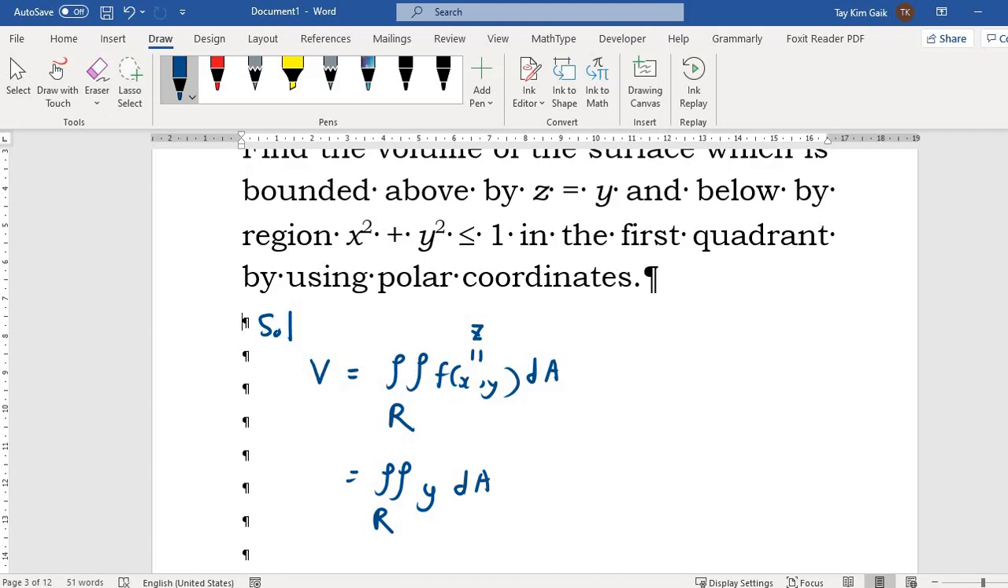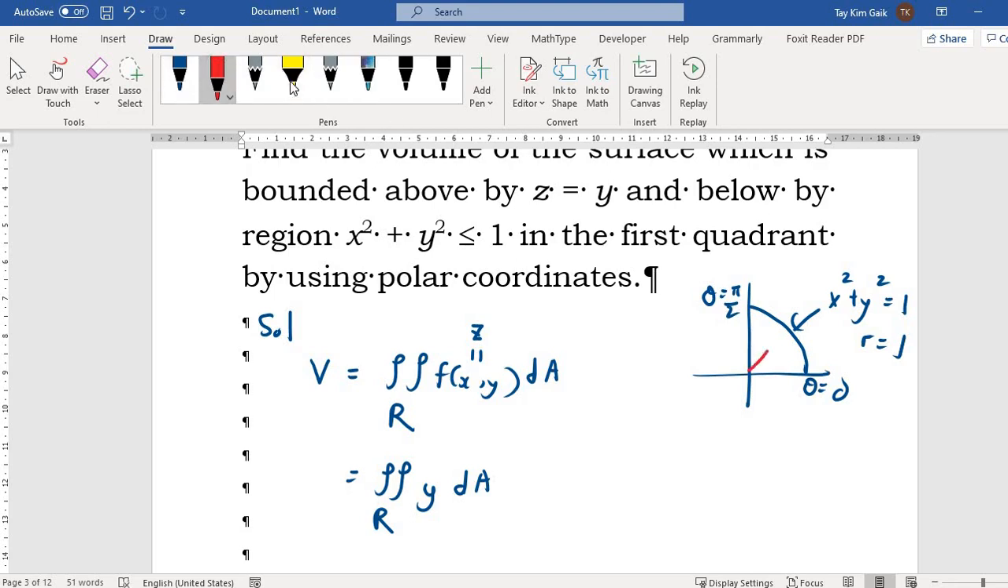The region R is actually a quadrant of the unit circle, which is centered at the origin. Your region R is like here. This is x squared plus y squared equal to 1, so r will be 1. In the first quadrant, theta is 0 up to theta equal to pi over 2. So r goes from 0 up to 1.